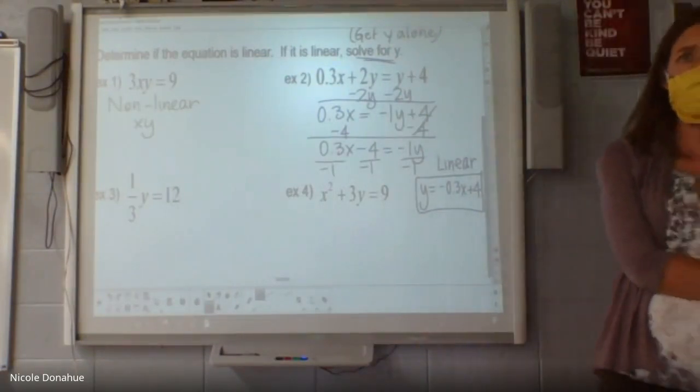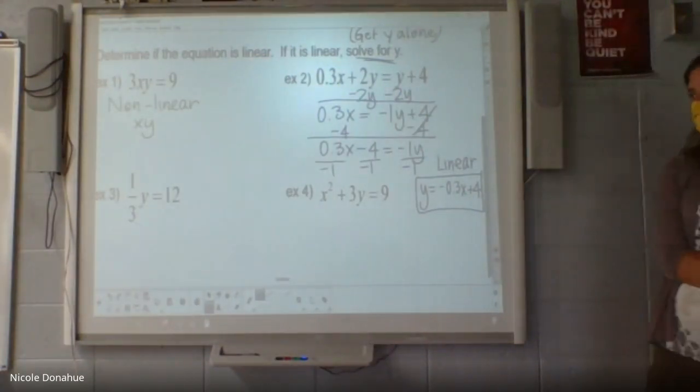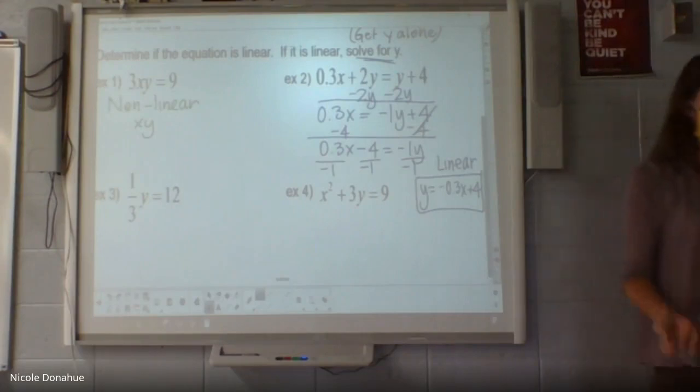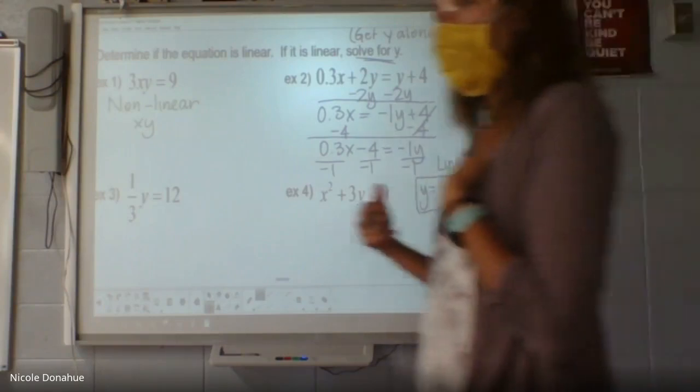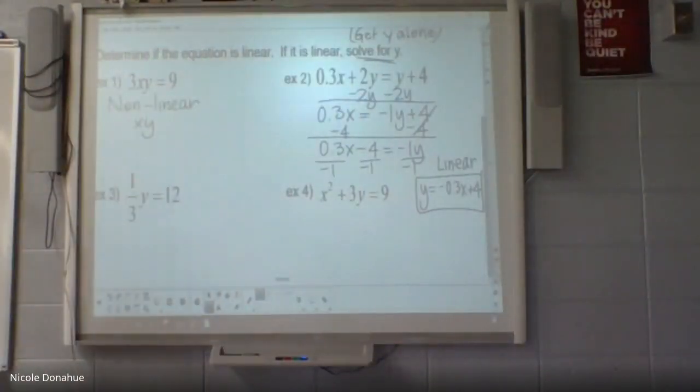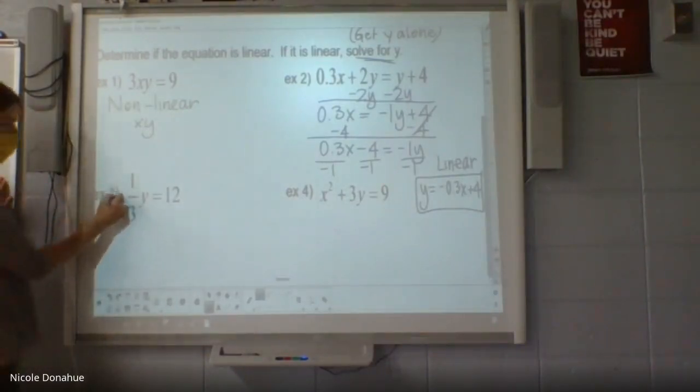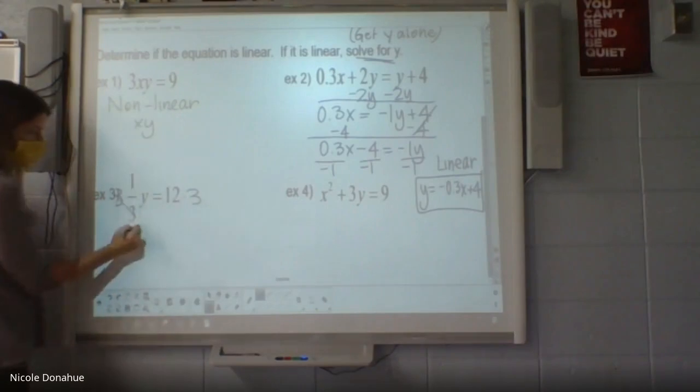Is there an x at all? No, there's not even an x. So we might have to think about this in another way. All of our criteria had to do with x. So again, let's try to get the y alone. How would I get y alone in this case? Divide by third, or multiply by 3. Either way, same thing. You're doing the same thing in each way.